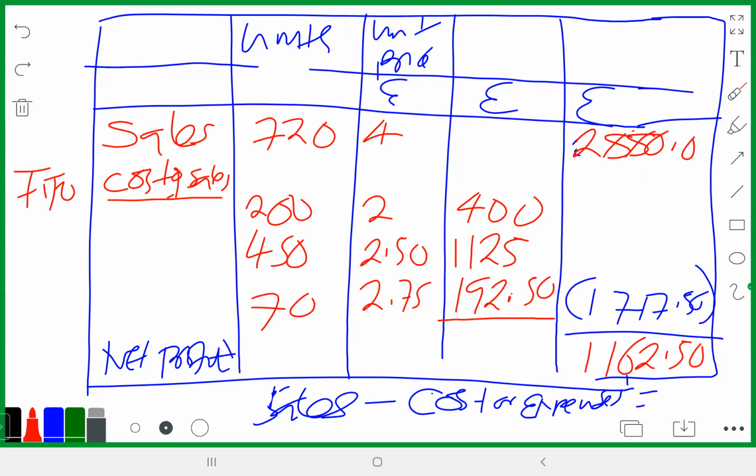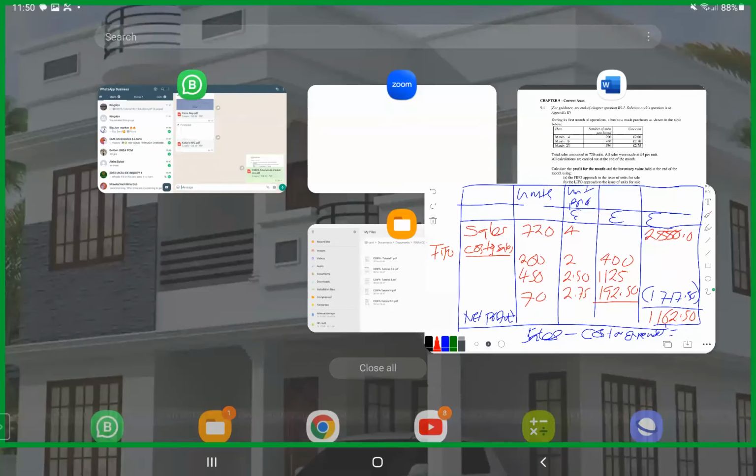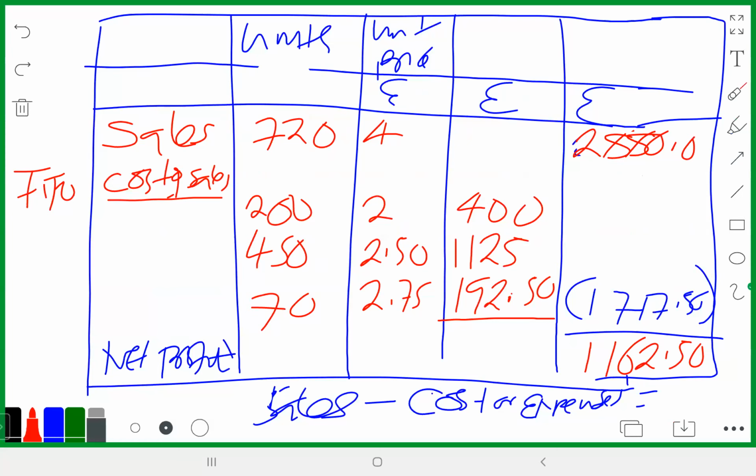So this is the net profit. Because the question is telling us what? Find the profit and the inventory. So I found the profit, but we need the inventory now. The value of the inventory, the closing inventory, of course using the first in, first out approach. That's the first in, first out. In short, you have to sell what came into the storehouse first.